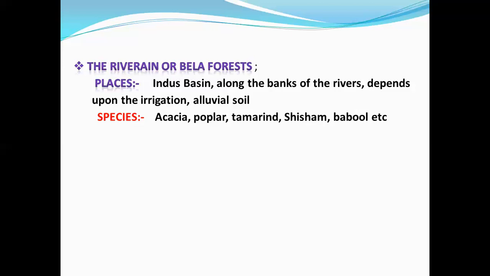The species of this type of forest are acacia, poplar, tamarinds, shisham, babool, etc. Shisham and babool are the two important trees. Shisham is used for furniture and the bark of babool is used for tanning purposes.